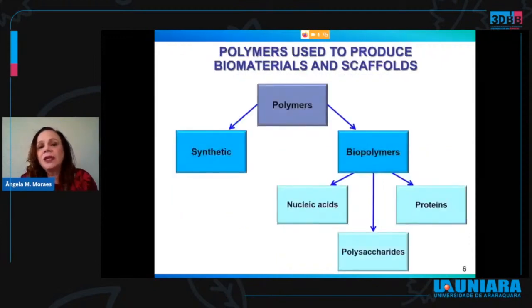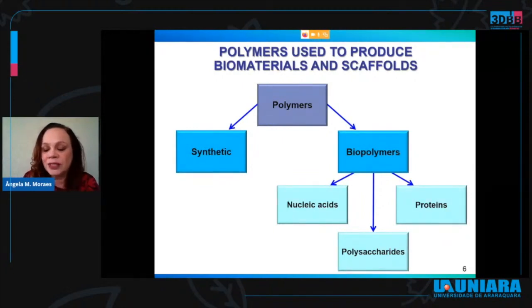And regarding specifically polymers, we can use polymers that are synthetic, or we can use polymers that are nature-derived, such as nucleic acids, proteins, collagens, for instance, is a protein that is very much used to produce scaffolds, and polysaccharides, that will be the topic of our conversation today.